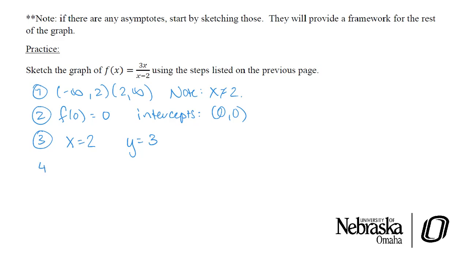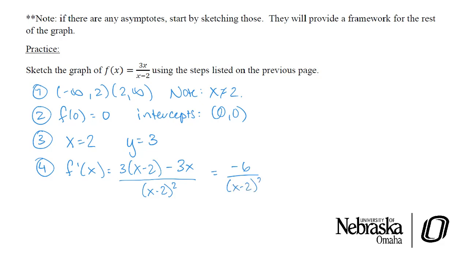Step 4 is to find critical points. So we find the derivative. A little bit more work in this case. We have a quotient. So we take the derivative of the numerator times the denominator minus numerator times derivative of the denominator, which is just 1, divided by denominator squared. And then we can simplify. We will end up with -6 over (x minus 2) squared, and we want to set this equal to 0.